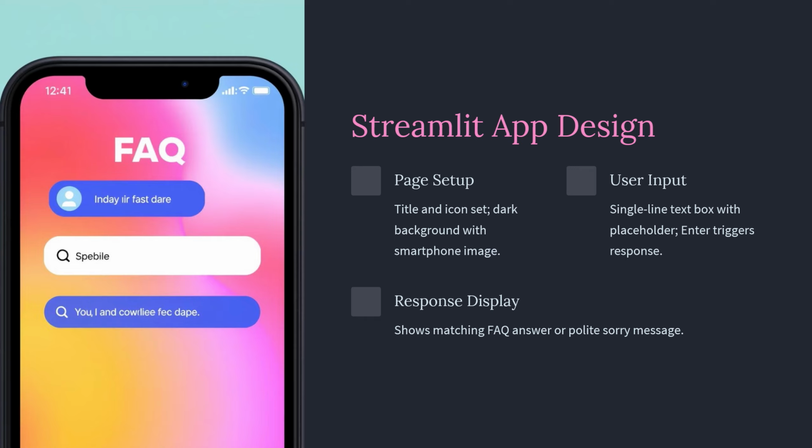Then the next is Streamlit app design. Here's how the app looks and feels. We set the page title to Smartphone FAQ Chatbot and add a phone icon. We place a dark background image of a smartphone, resized neatly using Pillow. Centered white headings welcome the user. Then below, a single-line text box invites you to enter your question. When the user presses enter, our backend logic runs and the bot's reply appears immediately below. This design ensures clarity and focus.